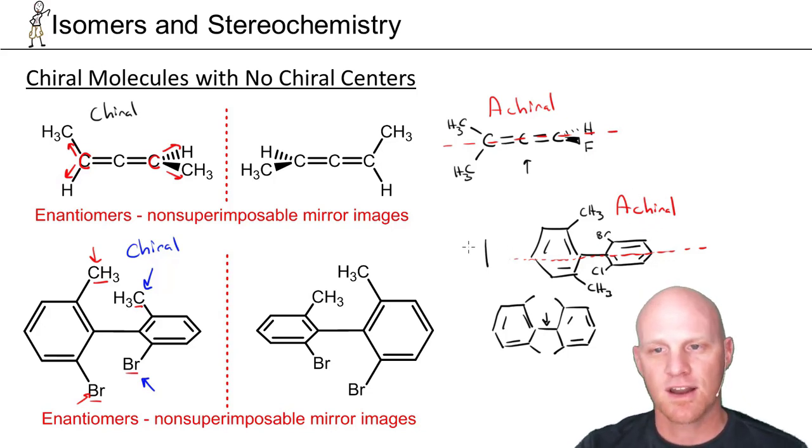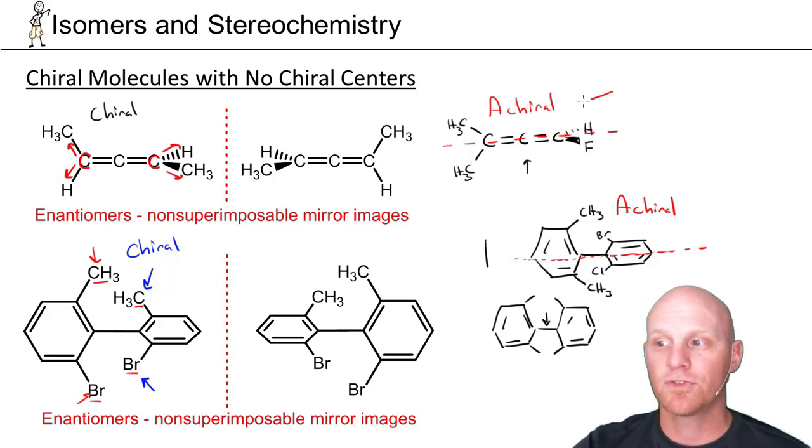So these are a couple of examples of compounds that can be chiral without chiral centers. But you should also realize when they would be achiral as well.